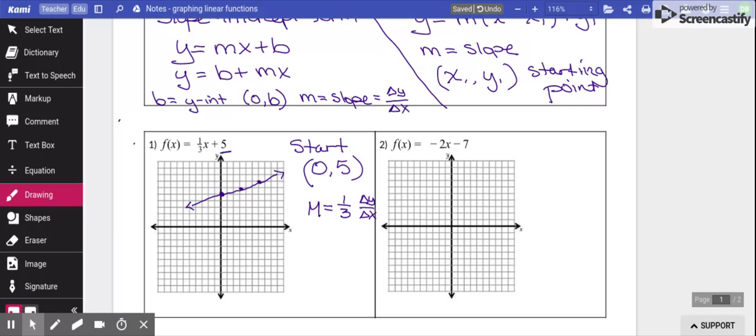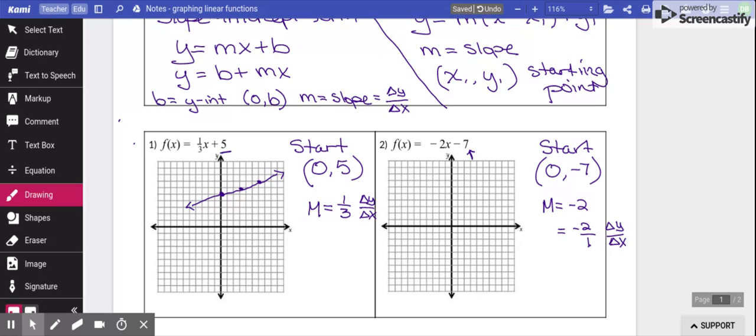So number 2 is also in slope-intercept form. So I am going to start at my y-intercept of (0, -7), because that is my y-intercept. And I am going to move a slope of -2. In other words, -2 over 1. So if you do not see a fraction, that fraction is always going to be over 1. Remember, your slope has to show the change in y over the change in x.